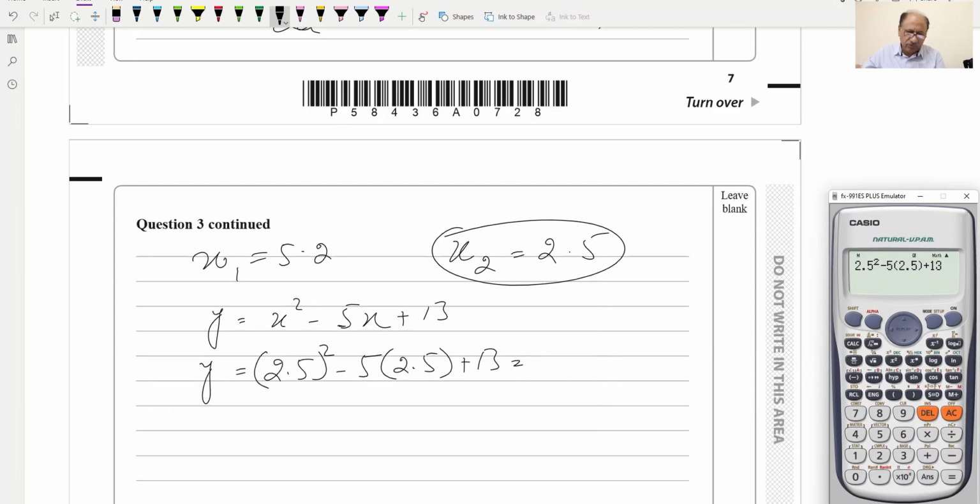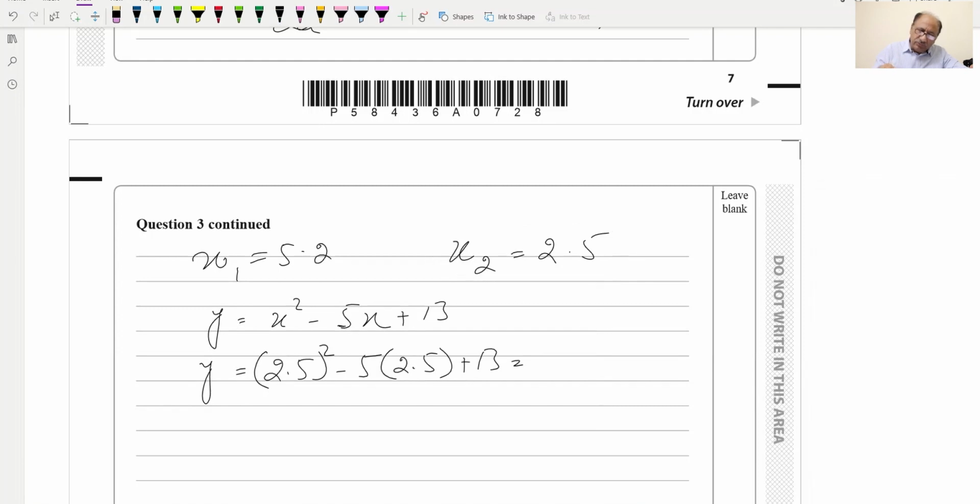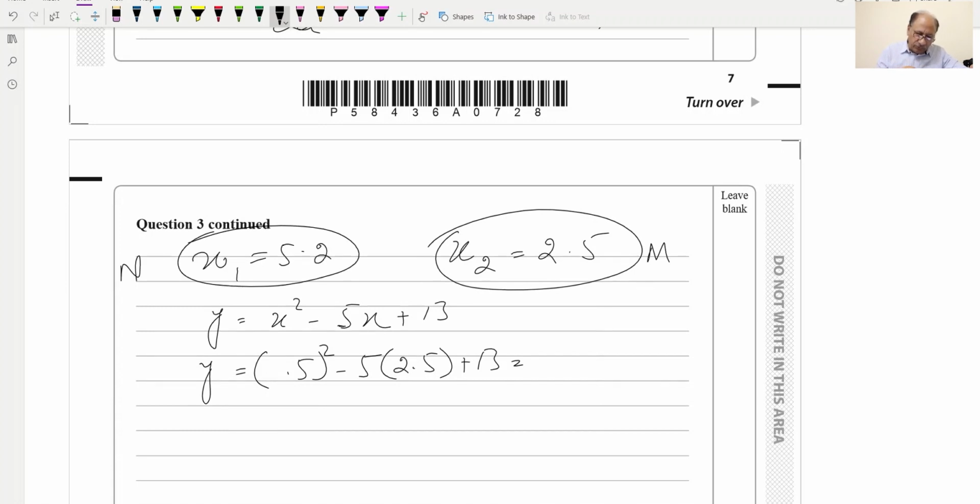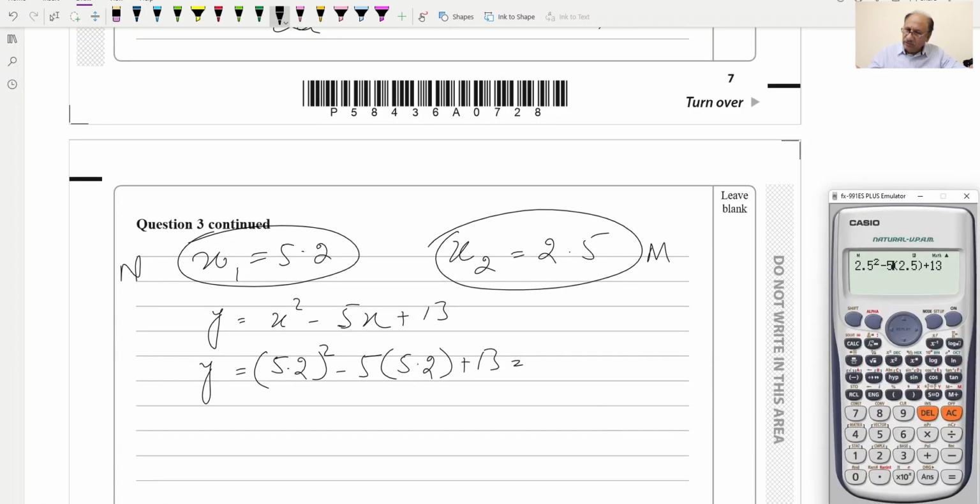The value is not 2.5, basically the value is 5.2. Yes, the 2.5 value we will not be using because that is for M. This is the x coordinate for M and this is the x coordinate for N, so we have to use 5.2 instead of 2.5. So we'll replace with 5.2, and the rectified answer will be 5.2 squared minus 5 into 5.2 plus 13, which is equal to 14.04.